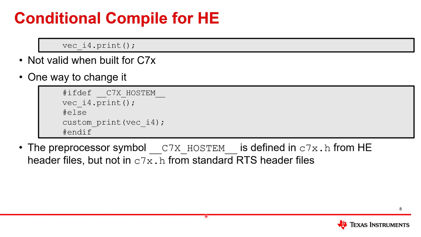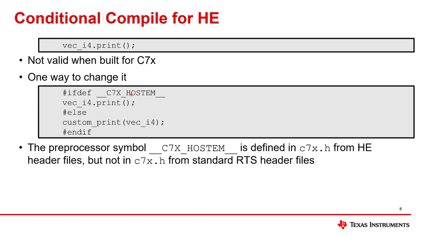Earlier in the presentation, I talked about how this source line is not valid when you're running on a C7000 DSP, particularly the .print operation. That's not valid code, which raises the question, well, what might you do to change it? How else could you handle it? Well, here's one way to go about it.